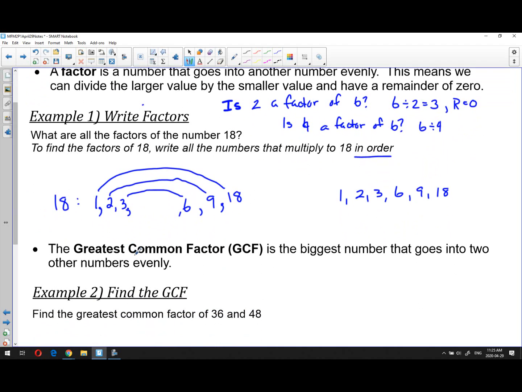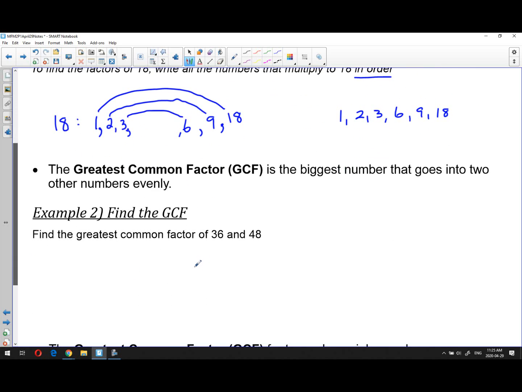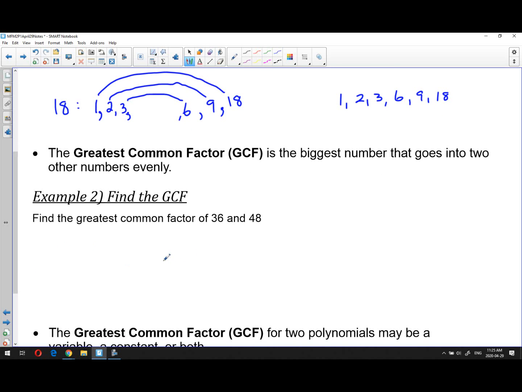The greatest common factor, if you'll remember, is the biggest number that goes into two other numbers evenly. If I gave you two numbers, we could write out the factors of each number and find the greatest common factor. That would be the factor that is the same in both groups and is the largest number. So let's try this out. The greatest common factor of 36 and 48. The factors of 36: 1 and 36, 2 and 18 give us 36.